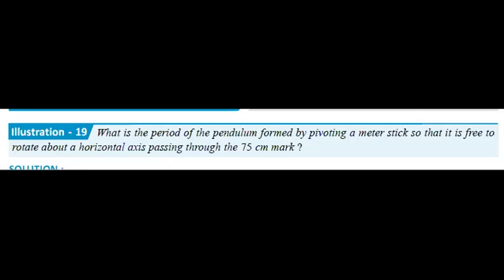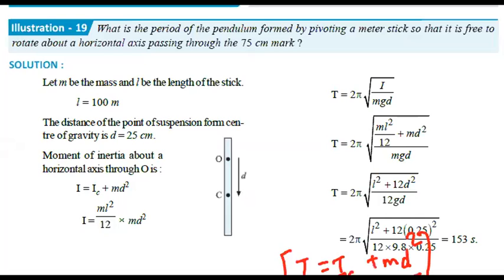Now this problem is formula putting getting. Take your time. I hope all of you understood this problem, everyone. Now let's see. The concept that we have to use here is the same. We know the basic formula: T is equal to 2 pi root I by mgd, and I is equal to I_C plus md square. Now, according to this problem, the length is given.